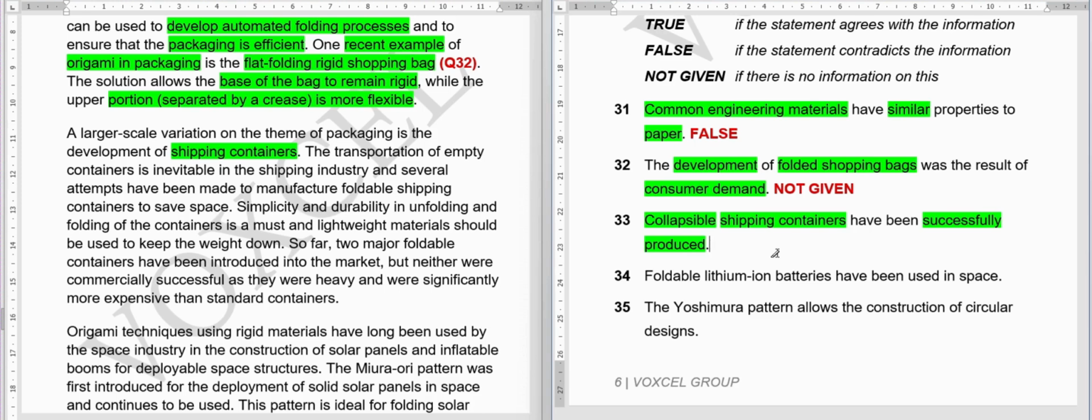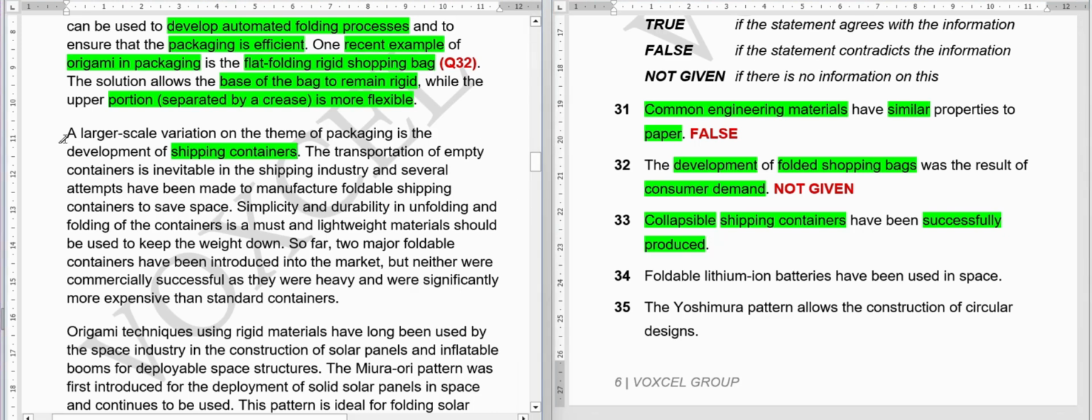Okay, the answer will be not given when we don't know whether we are able to produce it or they are just in the development stage. We don't know anything about the production status, whether they are produced or whether we are not able to produce them. If we are not given any such information, we will say not given.